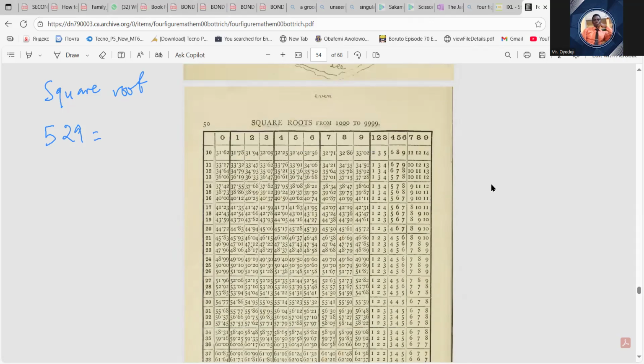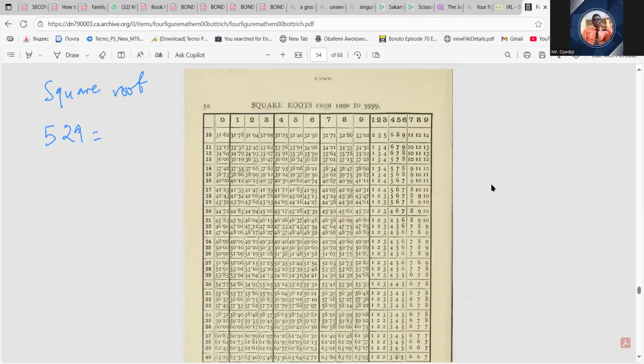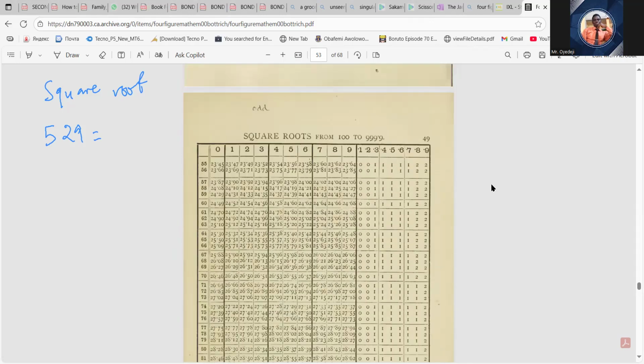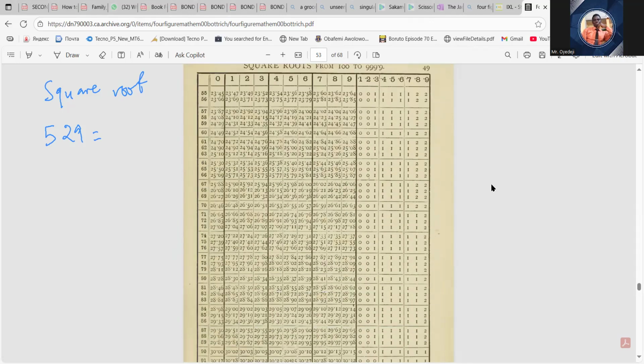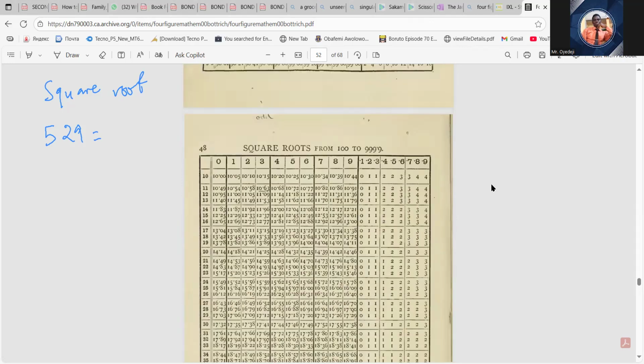No, we don't need that. We need from 100. Yes, we need from 100 to 999. Can you see that at all? Let me show you what I mean. We are looking for this one that says from 100 to 999. That's what we are looking for, so we're going to work with that one.